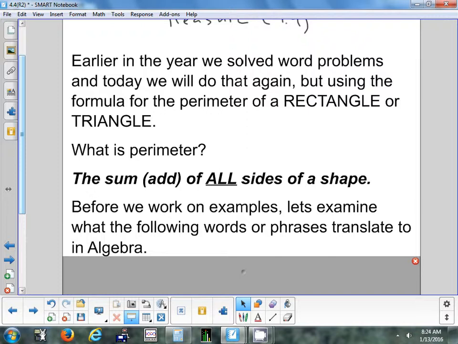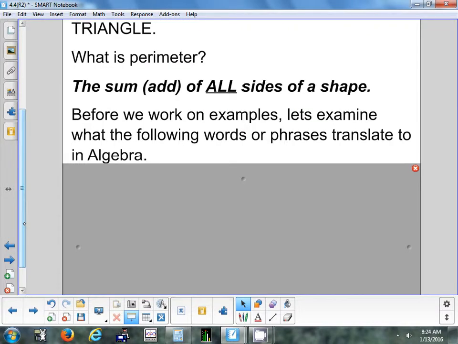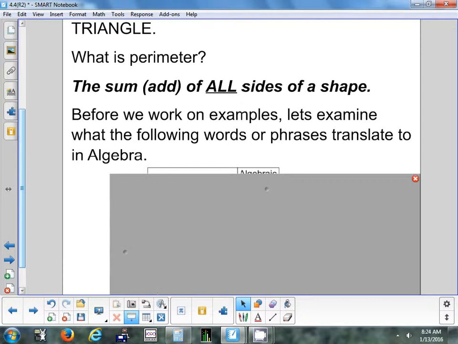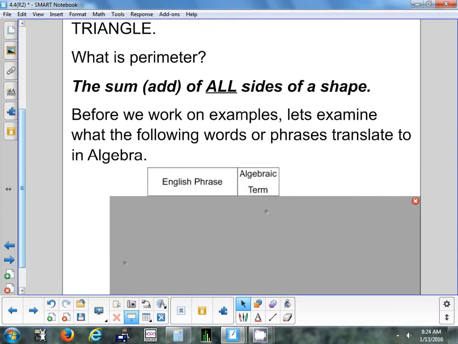Okay, as we go through the word problems, we're going to see some key words, maybe like less than, shorter than, more than, is, okay, things like that. Those are all important words. Times, so there's a word that means times. Okay, so let's just take a look. Guys, you have this chart on your notes. This is not for you to fill in.